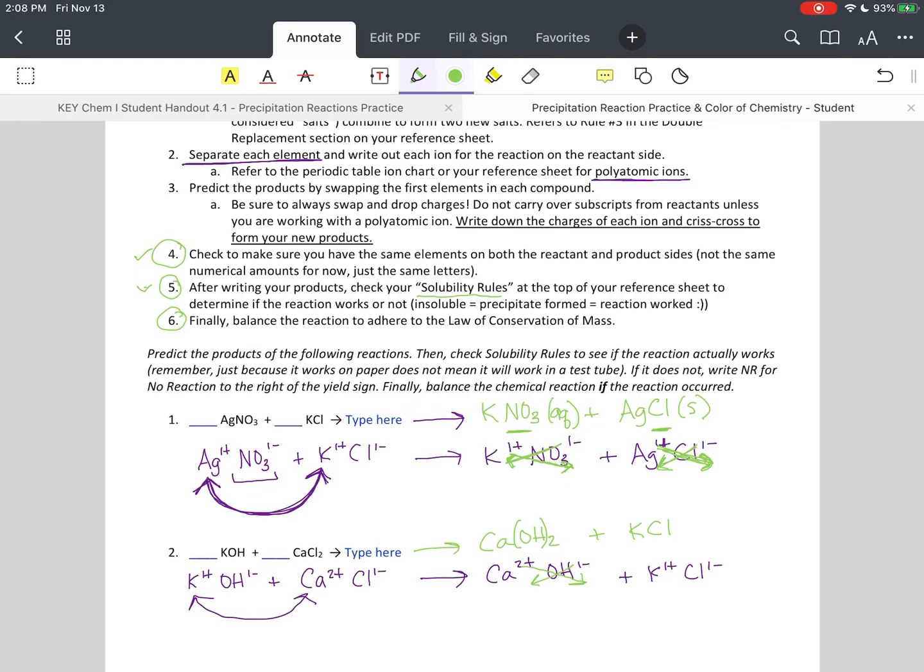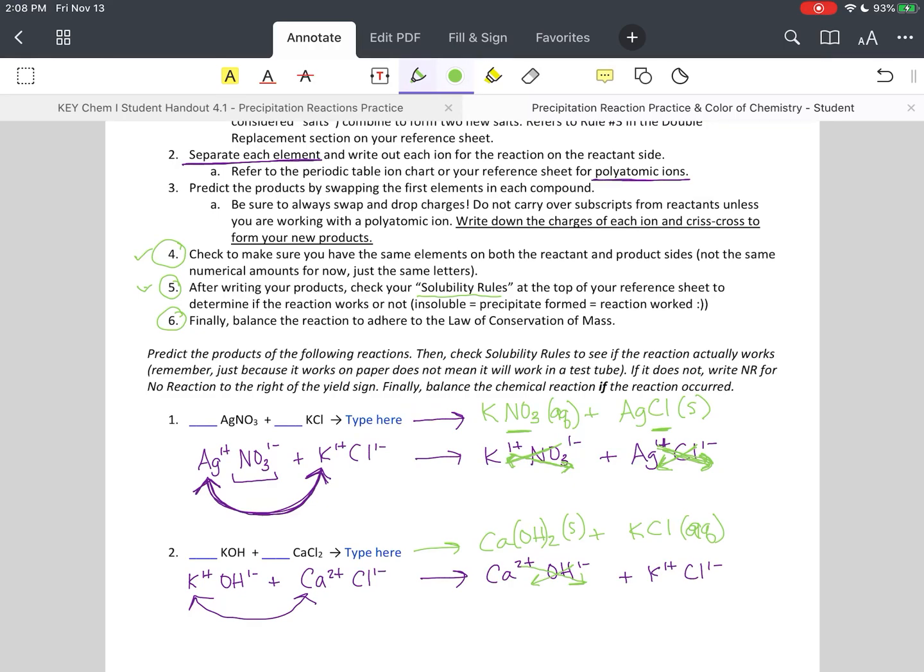So this first compound is a hydroxide. Okay, so the last rule says that hydroxides are insoluble. So if it's insoluble, that means it's not going to dissolve, so it's going to be a solid. That's where my S is going to go. And then chlorides, again, are rule number 3, and it says they are soluble. So that gets an AQ for aqueous.